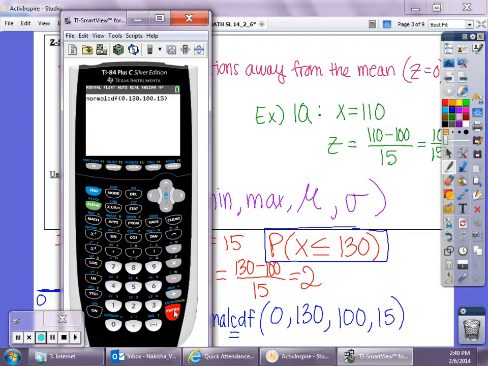and for those of you that have the other calculators, you would have this right here, normal CDF of 0, 130, 100, and then 15. Press enter. And that value that you're getting, 0.997.